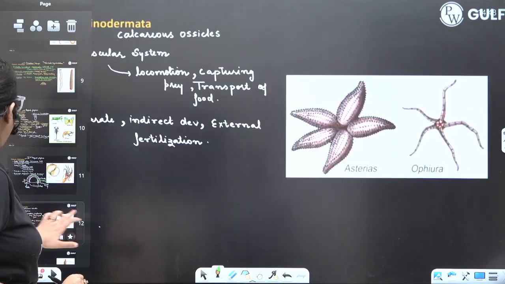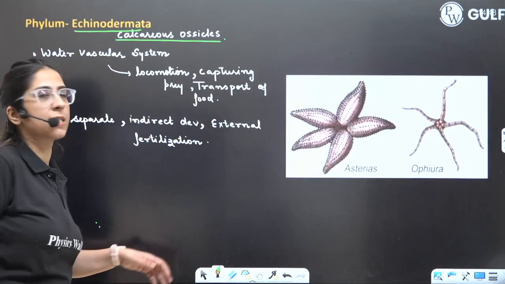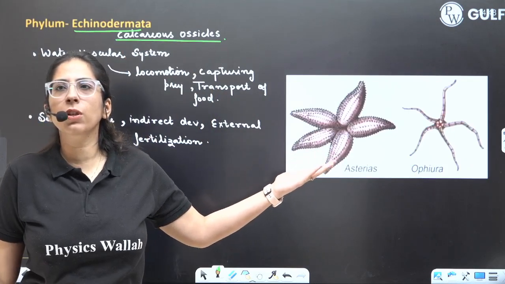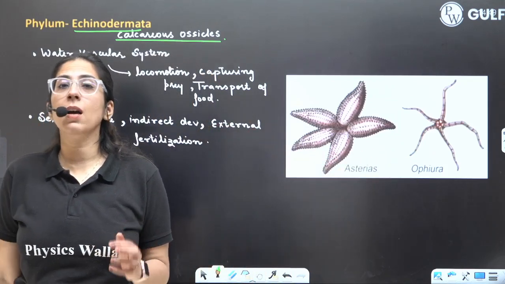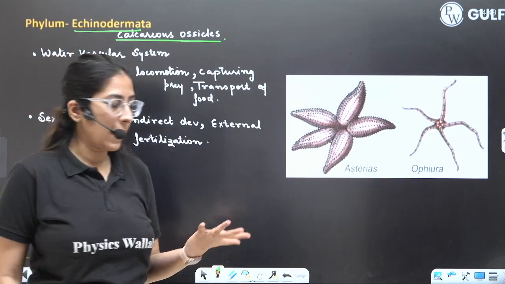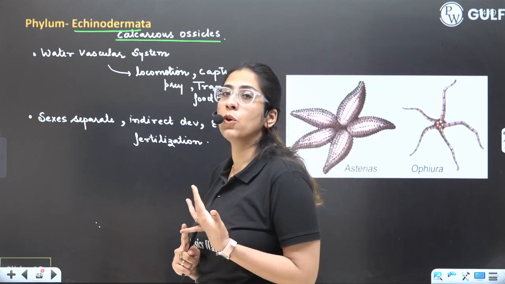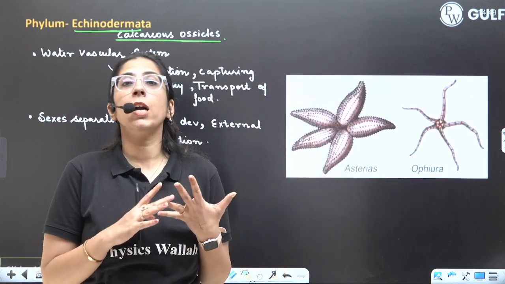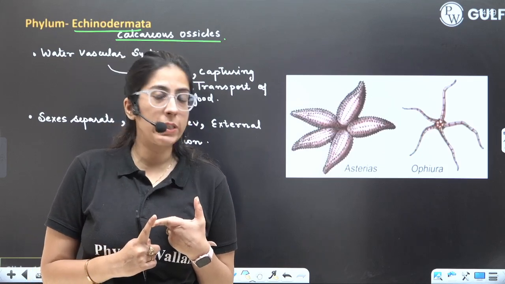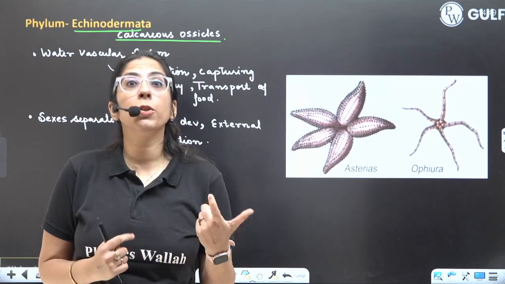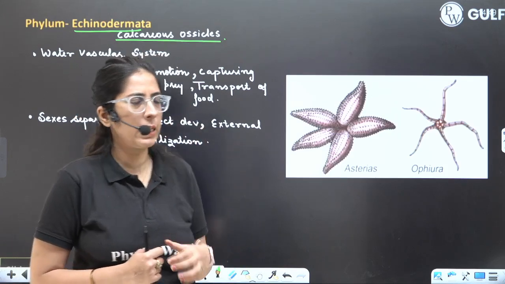Now, the next phylum is Echinodermata. What they have is calcareous ossicles present on the body. Here the examples are Asterias and Ophiura. Ophiura is a brittle star. These organisms have organ system level of organization. They are triploblastic and coelomate. Here segmentation will not be seen. They will have coelom and a triploblastic condition.